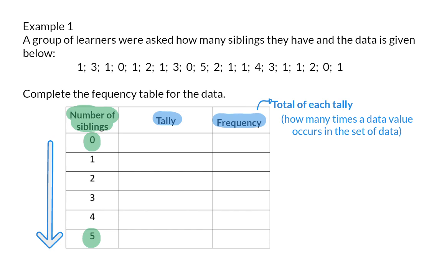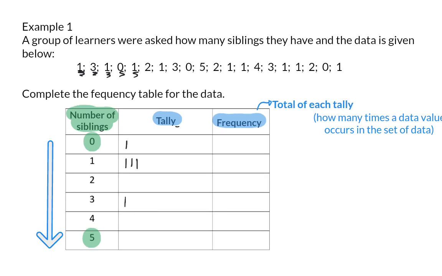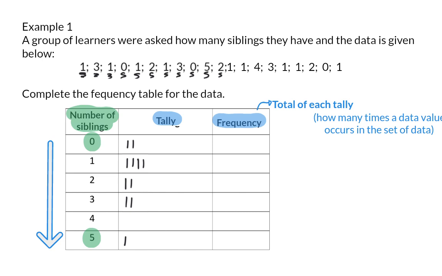If we get started, the first data value is a 1, so we add a dash or a line to the 1 row. Next we have a 3, so a dash is added next to the 3. Then we have another 1, so we add another line. We continue with our next one, which is a 0, and then we have another 1. And continuing like this, my next one will be the 5th one. For the 5th one, we add a horizontal line through the first 4. So this is a very easy way to indicate 5.